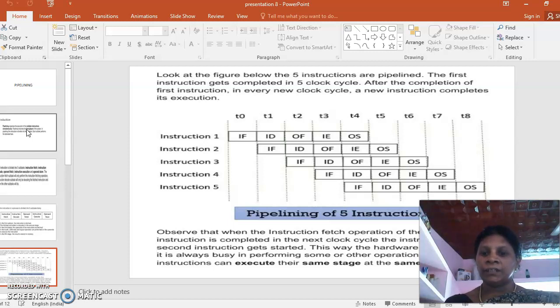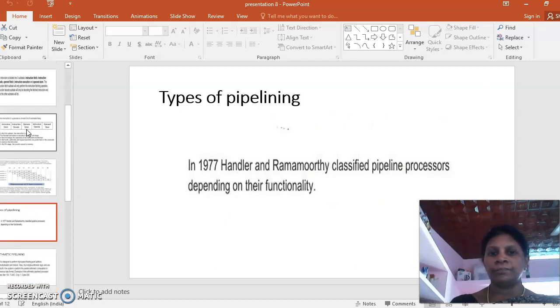This way, the hardware never sits idle. It is always busy performing some operation or other. But no 2 instructions can execute the same stage at the same clock cycle.